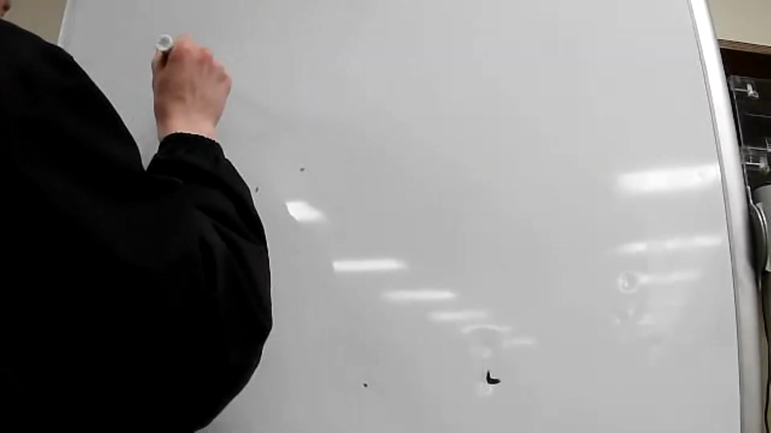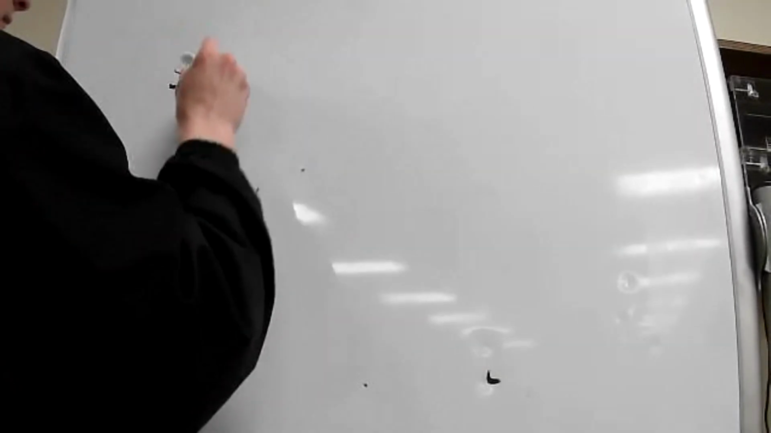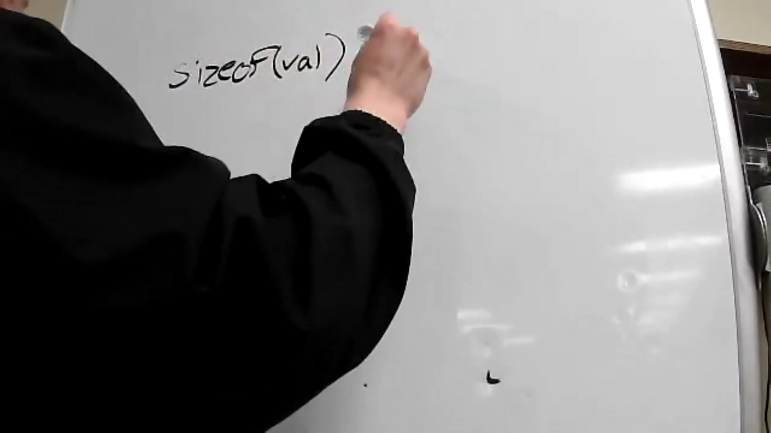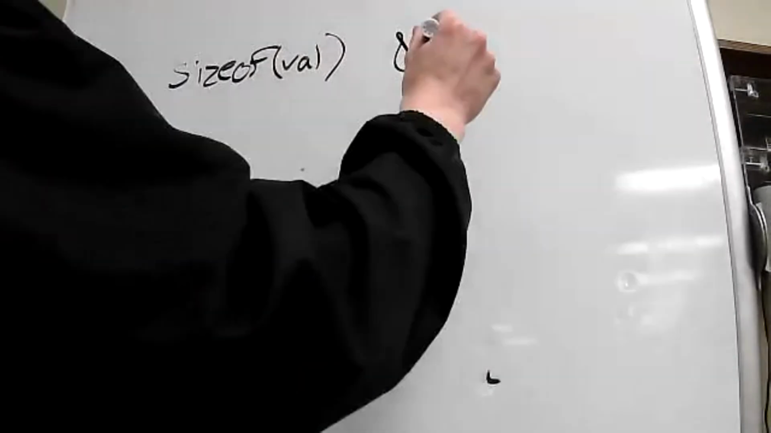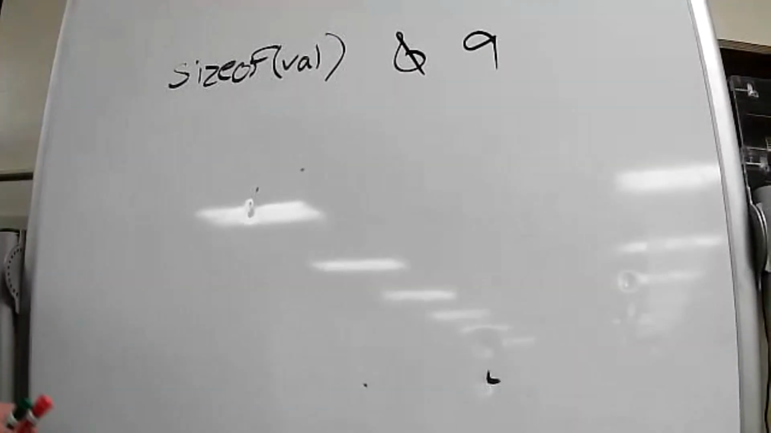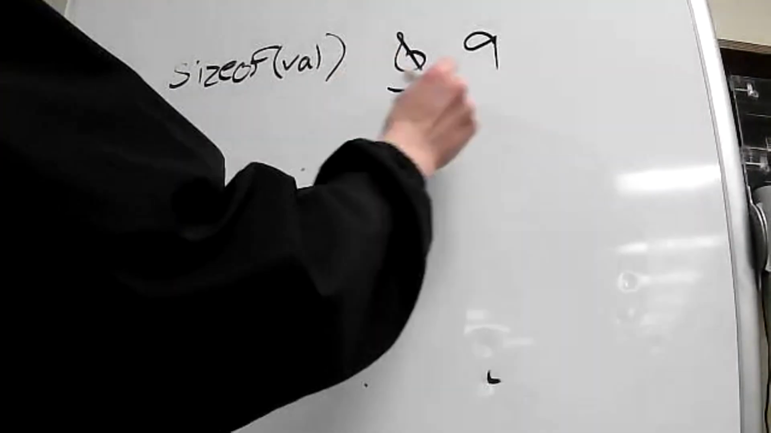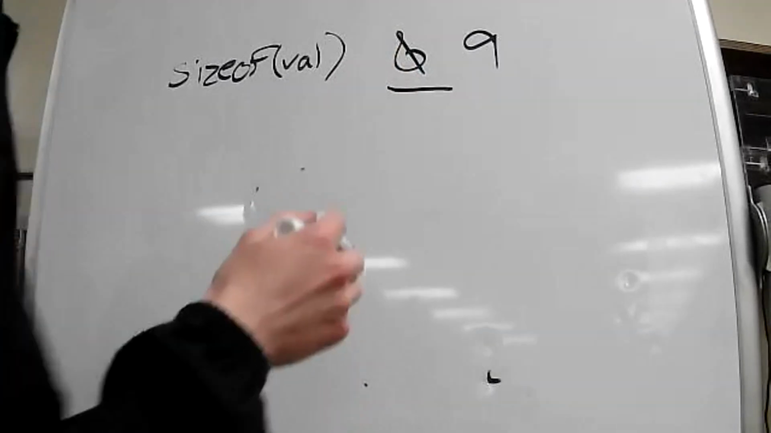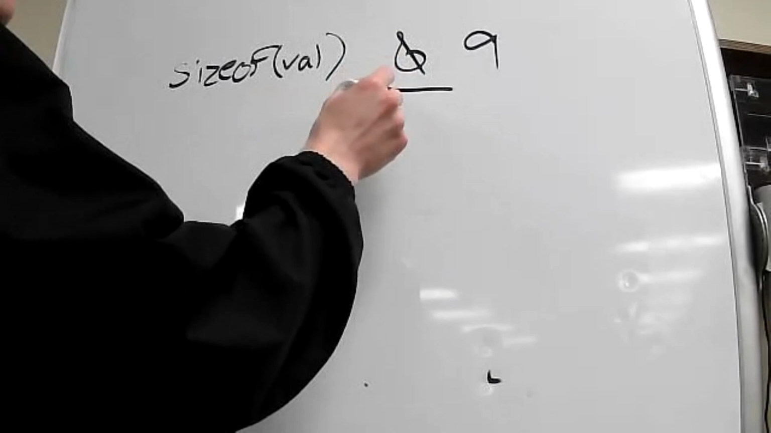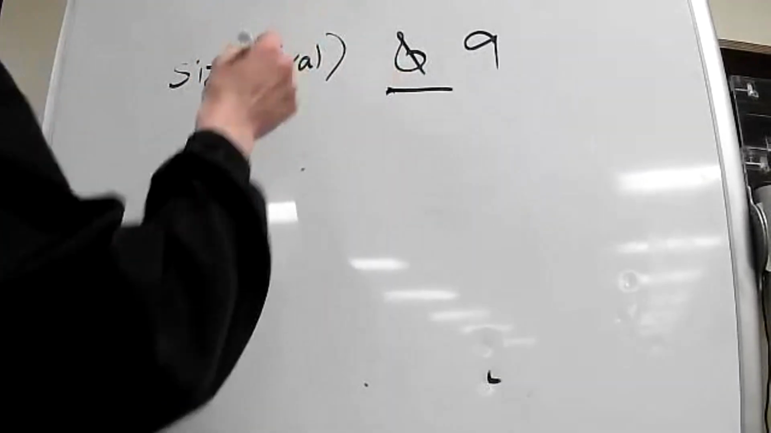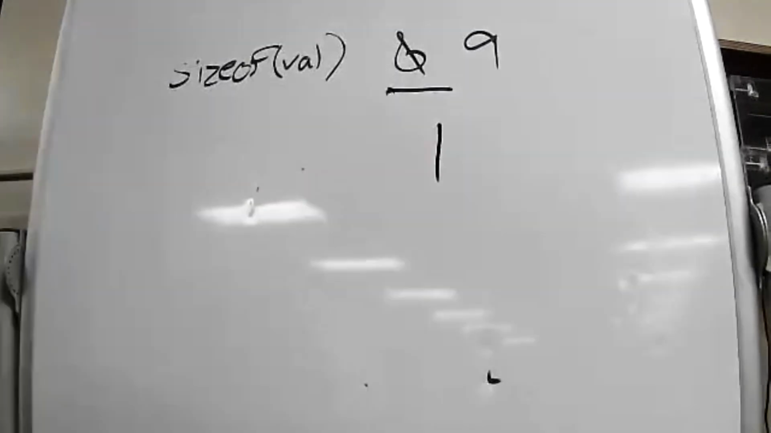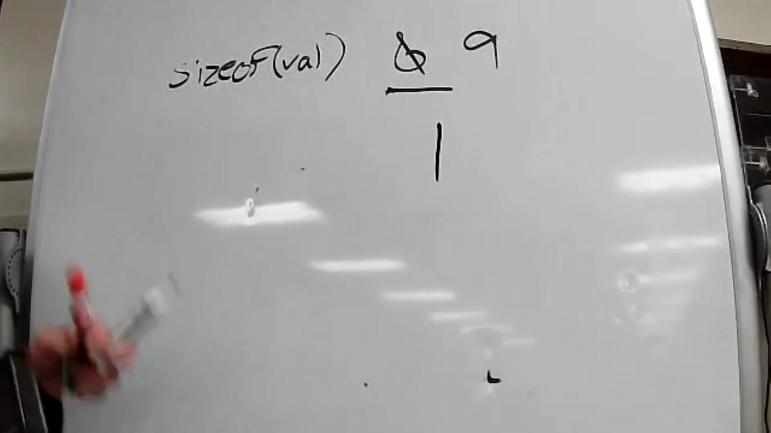So we're going to have sizeof(val) with an ampersand, and then 9. Especially whenever you see a single ampersand, guys, this should automatically be a red flag that this is a bitwise operator, because if you're doing a comparison, it's going to be two of them, not one. Same if you have one pipe, that's actually the name for it, believe it or not. It's called a pipe.